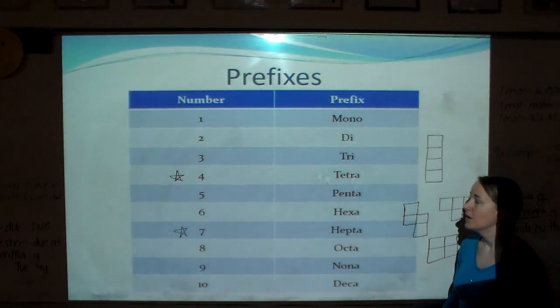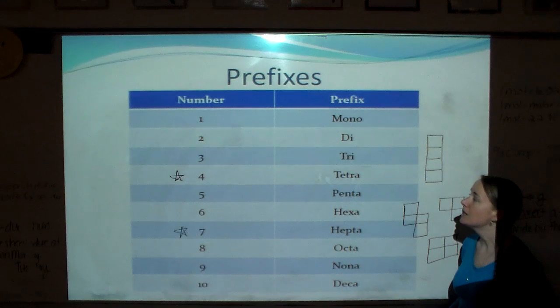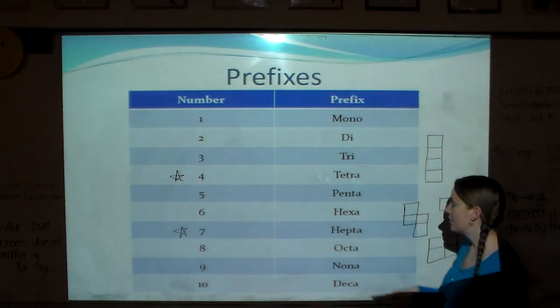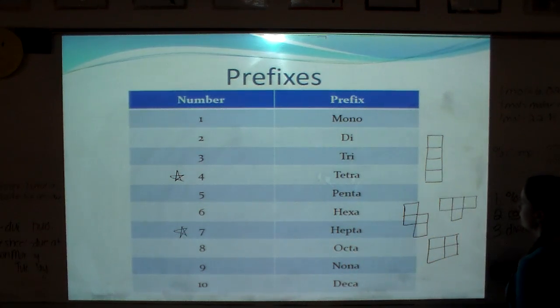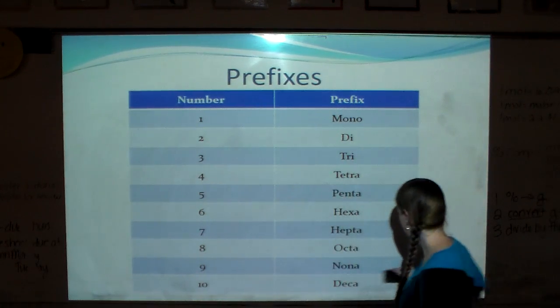Deca means 10. And again, I starred 4 and 7 because those are the 2 most commonly missed ones. So 4 is tetra, 7 is hepta. Make sure that you have those memorized, and keep them memorized even next semester.